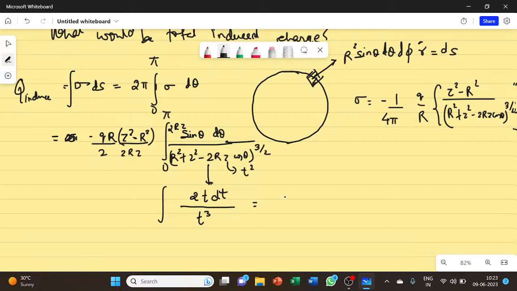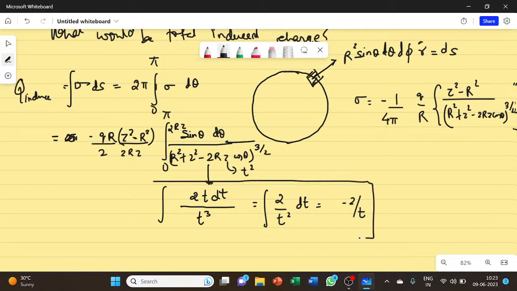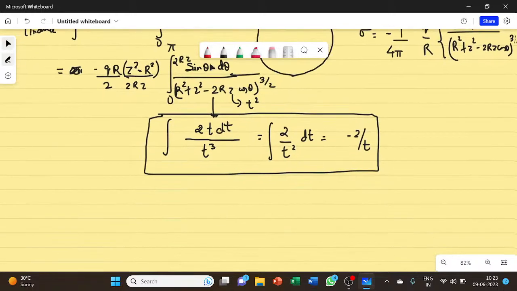And this integration would eventually become 2 upon t square integration dt, like 2 upon t square. And I will simply get minus 2 upon t. Okay, so this is what I'm going to get. So I'm going to put this only. This negative I think would get cancelled.